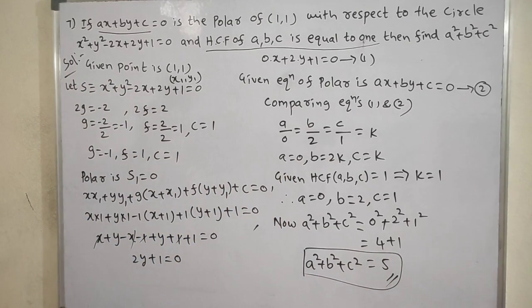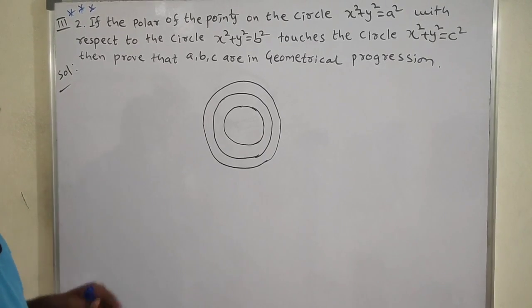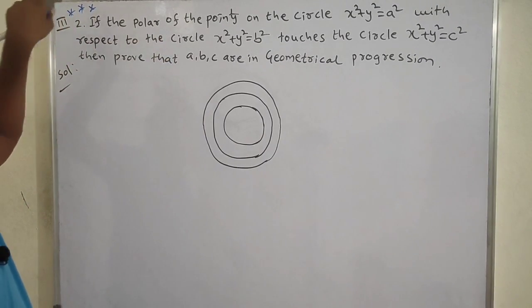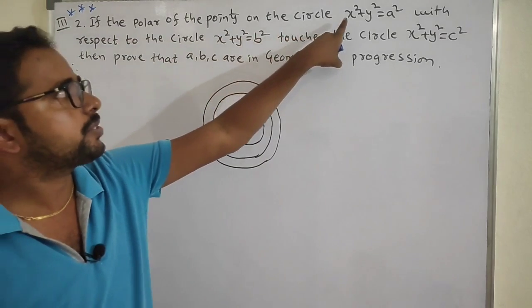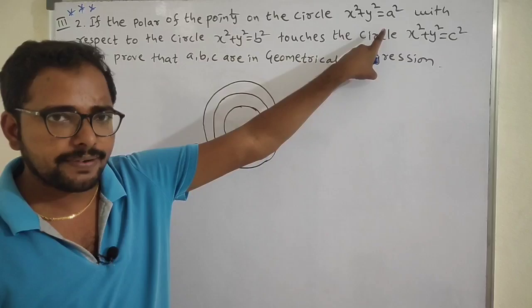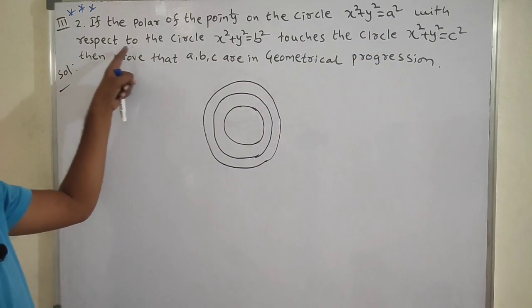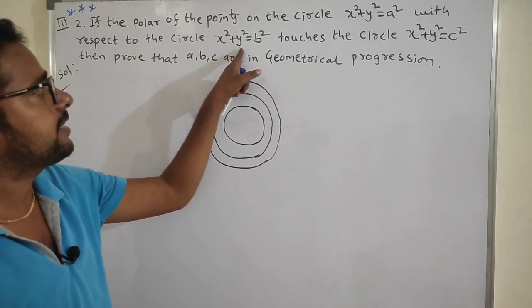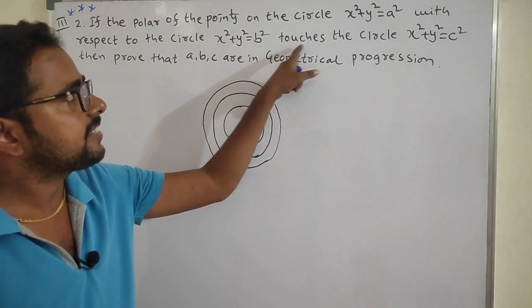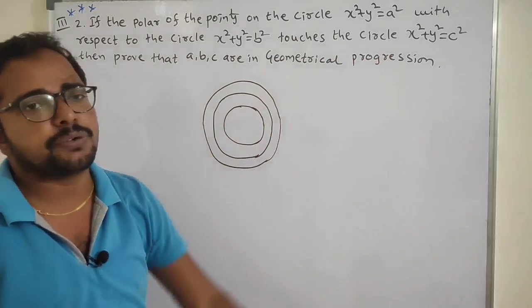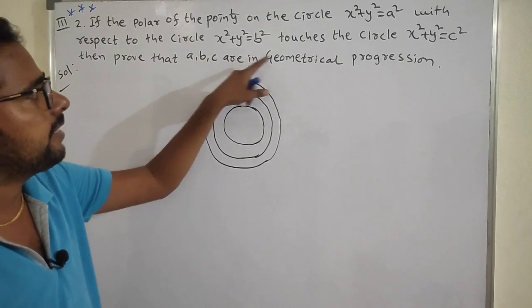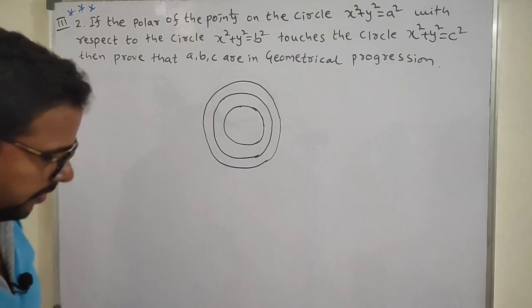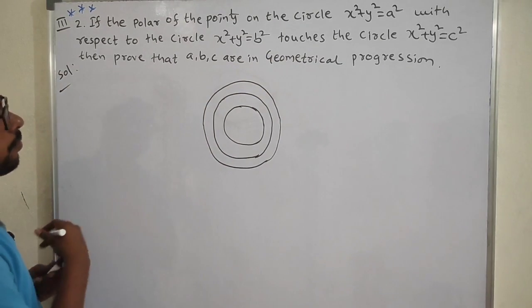Okay, na? This is the solution of the 7th question. Now section 3, second question. Very important, 4 marks. If the polar of the points on the circle x square plus y square is equal to a square, with respect to the circle x square plus y square is equal to b square, touches the circle x square plus y square is equal to c square, then prove that a, b, c are in geometrical progression.